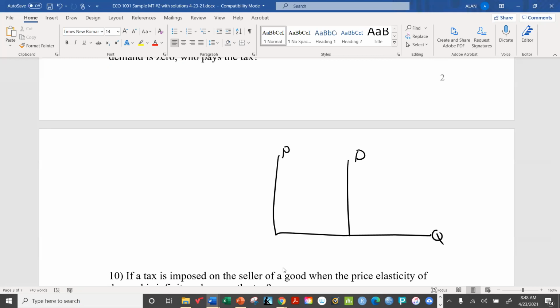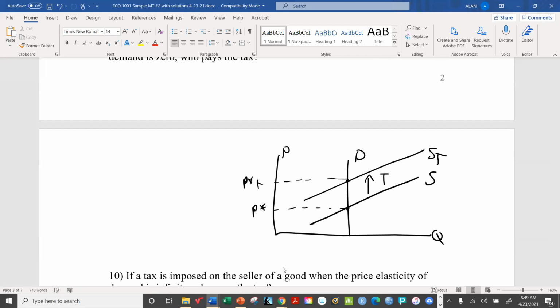Now, if the supply is then shifted, let's say from here to here, you can see that if the tax, whatever the tax is, is $T, the market price goes up by exactly $T. So whatever this is, let's call this P star plus T. In other words, the point of this one is that the consumers are going to pay the entire tax.